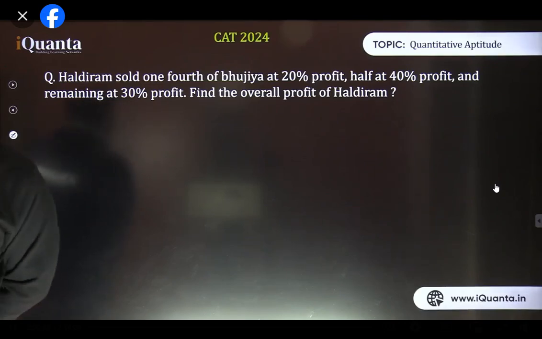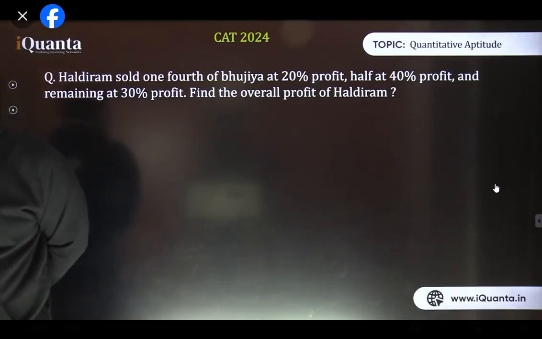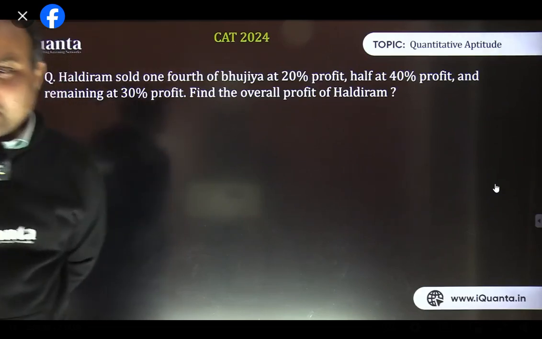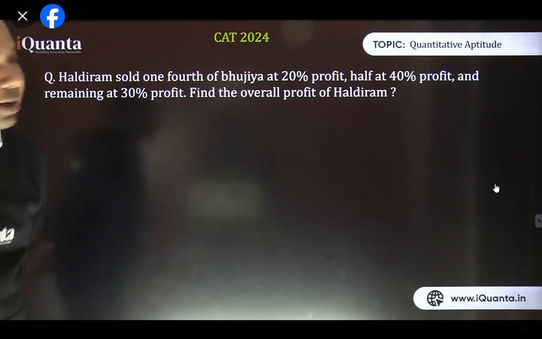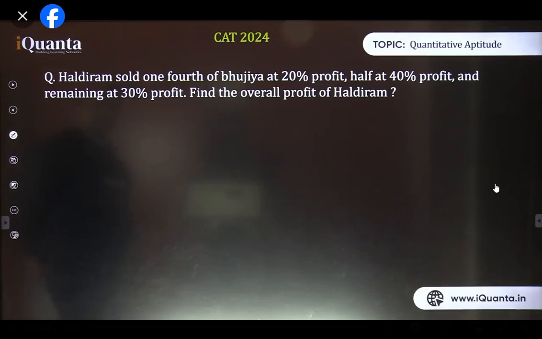Is that right? Yes, 32.5% is perfectly fine. Excellent. Exactly similar question and similar way. Of the overall profit of Haldiram: 1/4 at 20%, half at 40%, and remaining at 30% profit. हाँ, भूख लग रही है बिल्कुल. Question भूख लगने वाला ही है. अच्छा, भुजिया बोला है भुजिया.